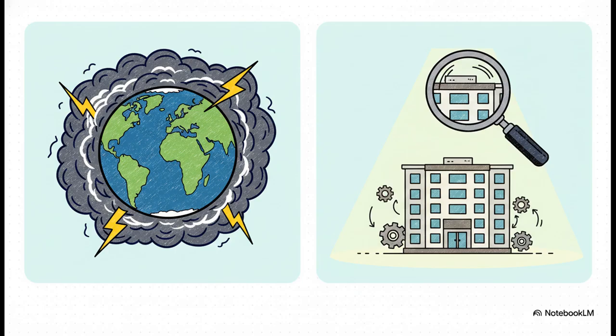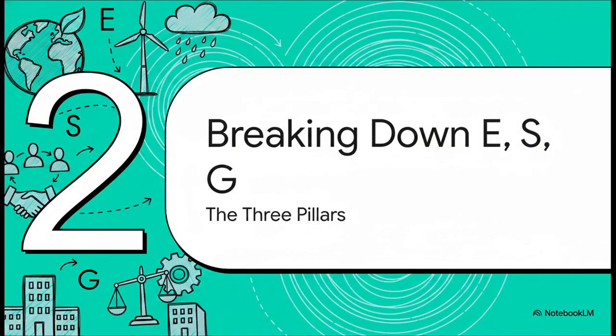But on the micro level, we have firm level, or corporate ESG. This zooms in strictly on how an individual corporation manages its operational sustainability, stakeholder relationships, and internal behavior within its specific industry. For the rest of our explainer today, we're going to focus entirely on this firm-level view. Moving right along to Section 2, breaking down E, S, and G, the three pillars.